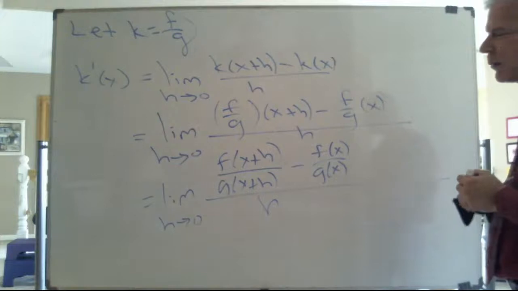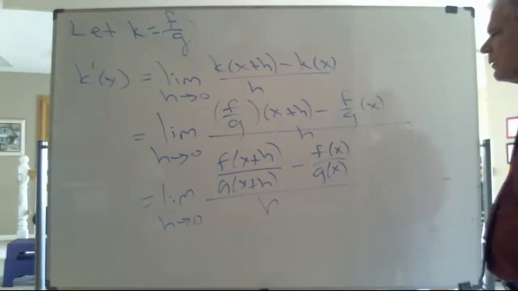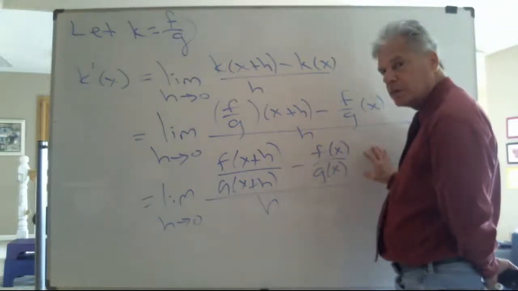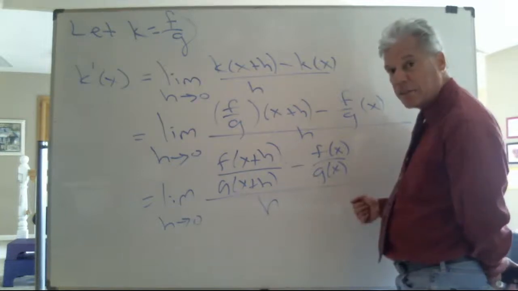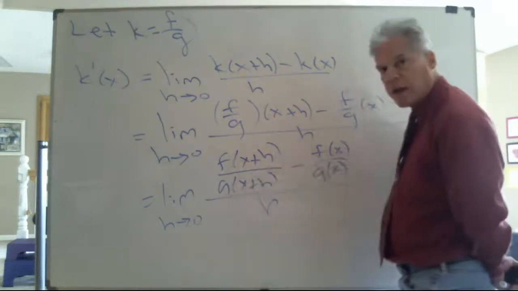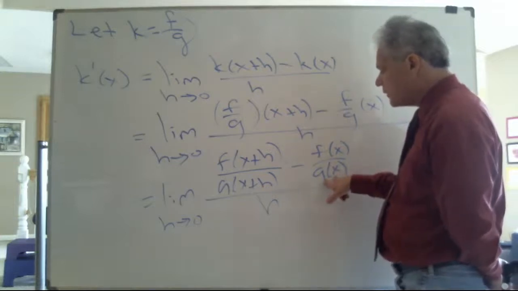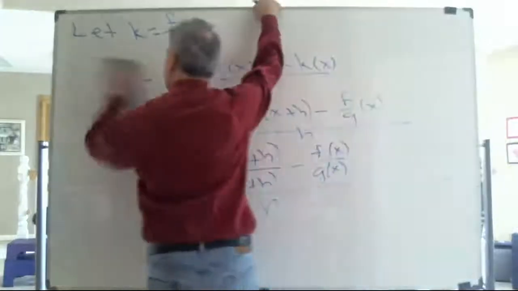I knew I was going to struggle with my board space on this one. Okay, next on my list, I don't like how I have smaller fractions embedded in the bigger fraction. So if you don't mind, I'm going to multiply top and bottom of the big fraction by the LCM of the denominators of the smaller fractions. So in multiplying top and bottom by this g of x times this g of x plus h, here's what I get.